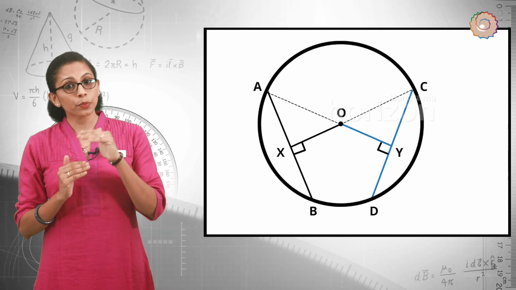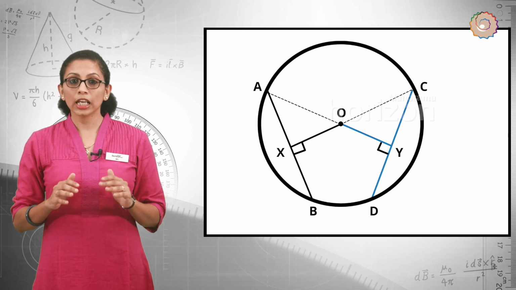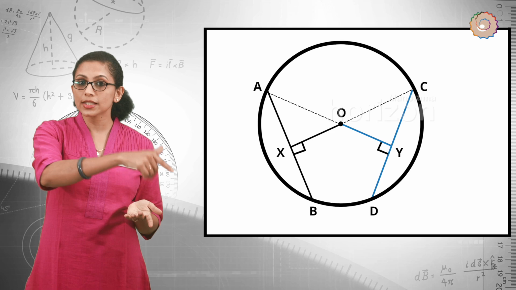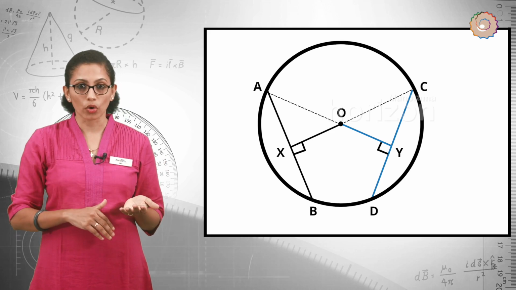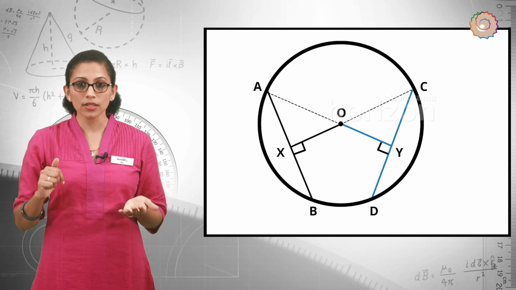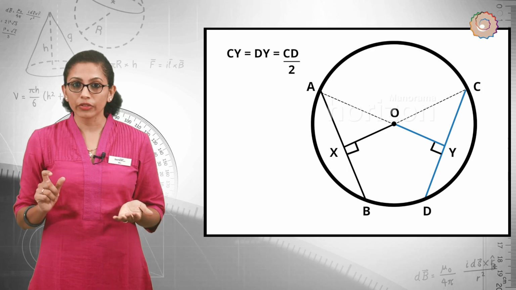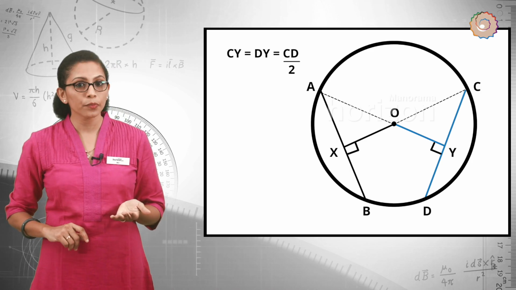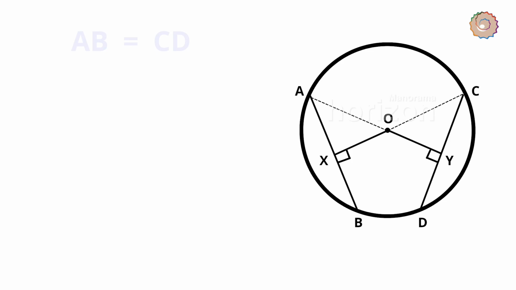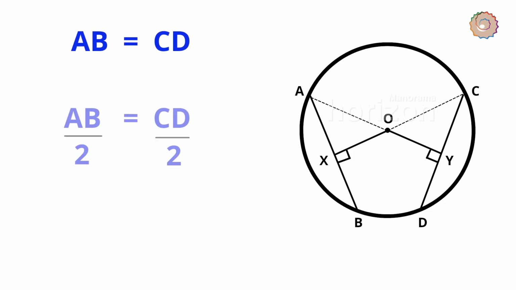Since OY is perpendicular to CD, again we can say the perpendicular from the center to the chord bisects the chord. We get the second equation, that is CY is equal to DY is equal to half of CD. Now given that AB is equal to CD, that is already given data. Now AB by 2 is equal to CD by 2. So from equation number 1 and equation number 2, we can say AX is equal to CY, and mark it as equation number 3.